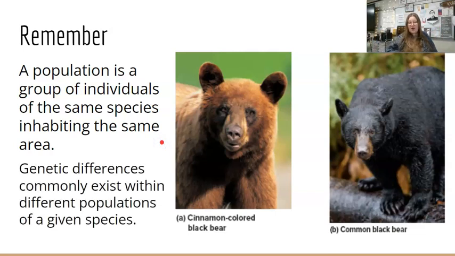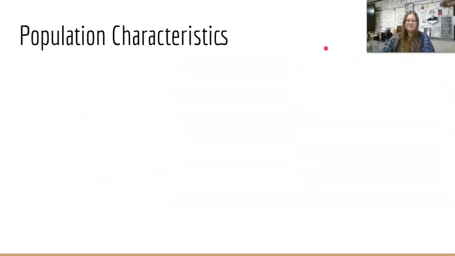But within that population, we still see genetic differences. Like both of these are black bears, but they are different colors. That is a normal thing that we see in many, many different populations. And it might not all be genetic. It could also be resistance to disease, anything like that. There are varieties between individuals within the same population.